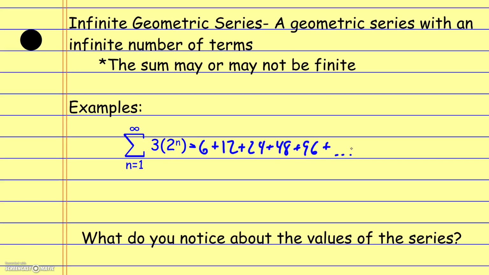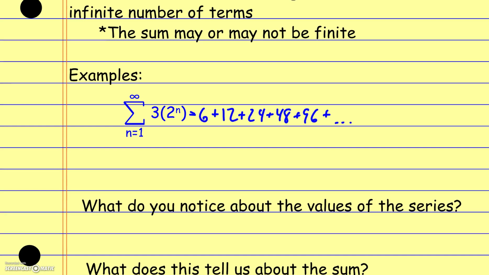So the first thing we do is we look at each term, and it says down here, what do you notice about the values of the series, so the values of the terms here. As we look at these terms, the terms are getting bigger and bigger. I'm doubling them each time. I'm multiplying by 2 each time. So the terms are getting bigger and bigger and bigger. So if I were to continue this forever, my last term would appear to be infinity here.